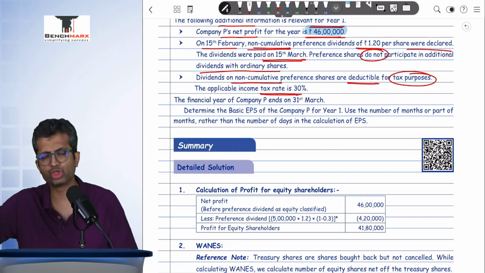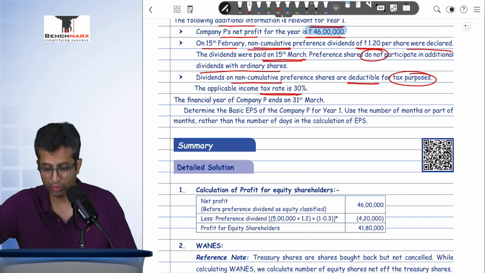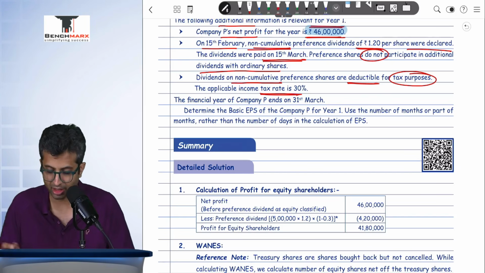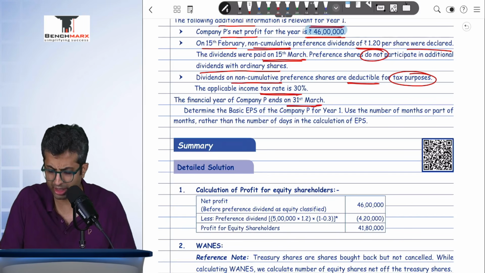Ind AS 12 will teach you that if there is a tax impact over here, that will be taken along with the preference dividend. The financial year ends on 31st March. Determine the basic EPS of the company for the year 1. Use the number of months or part of the months rather than the number of days.